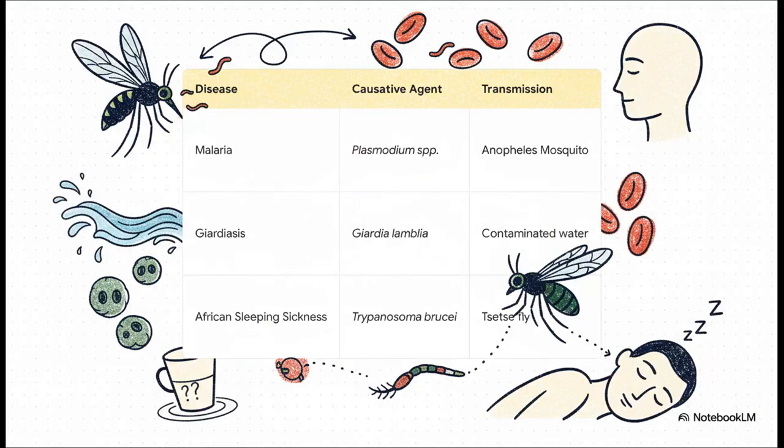And this brilliant survival strategy is what lets them cause some of the world's most infamous diseases, right? Plasmodium uses a mosquito as a taxi service to cause malaria. Giardia forms those tough little cysts that can pollute entire water supplies. And Trypanosoma catches a ride on the tsetse fly, causing the devastating African sleeping sickness.